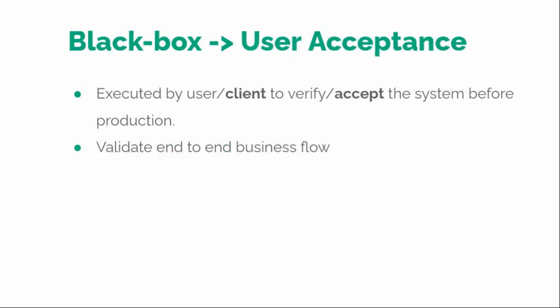Black box testing also contains user acceptance. It's executed by the user or client to verify and accept the system before production. Once the development and all the testing is done, the code is deployed on a production-like environment where the client may have their own use cases or test cases to check it, and if they are confident and happy with the changes, they accept it, and after that this software update or build is rolled out to production. Validating the end-to-end business flow is actually the goal.